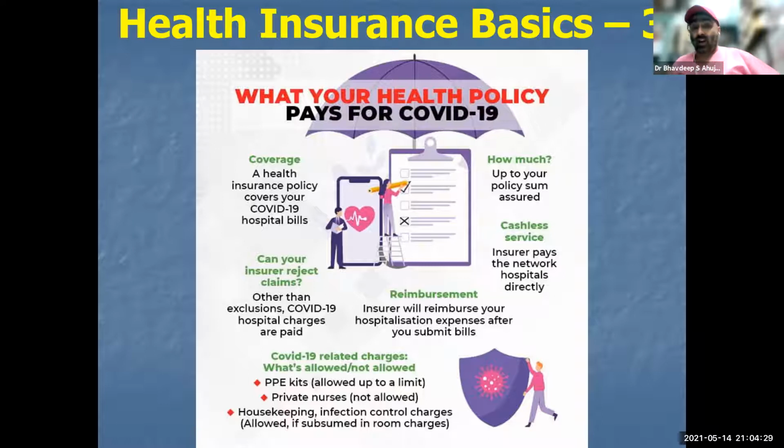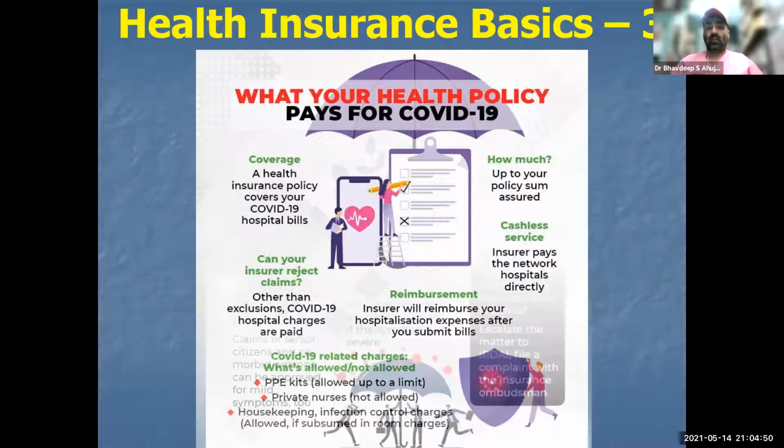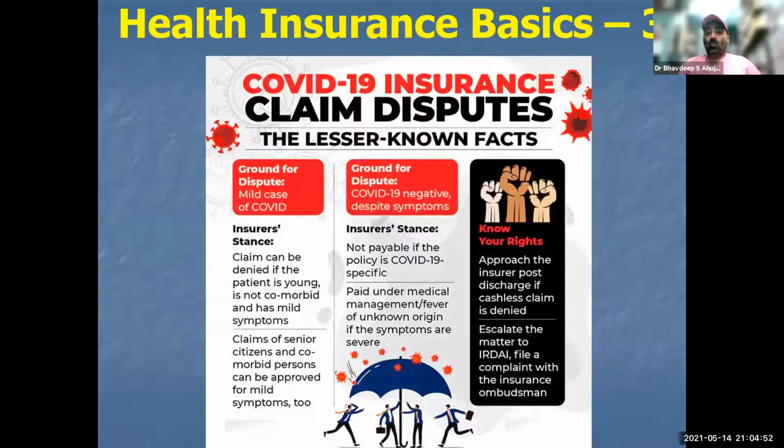Some companies will not allow PPE kits, or maybe they'll allow them up to a certain limit, depending upon the policy or the sum insured. Then private nurses are not allowed. Housekeeping and infection control, sometimes not allowed, or they are added in the room charges as well. So if sanitization of the room is carried out every day, or if you have so many visitors, those things again. So what are the commonest reasons for disputes?